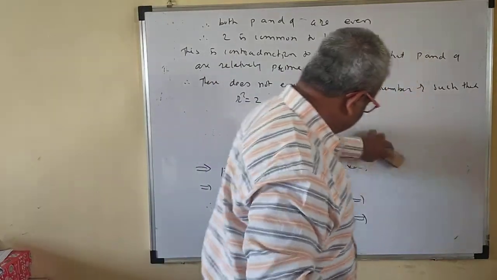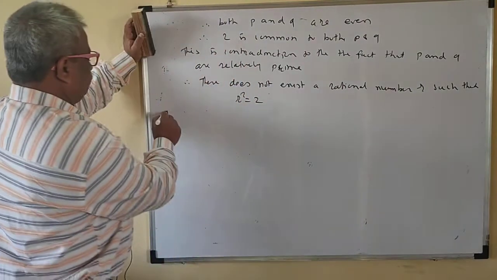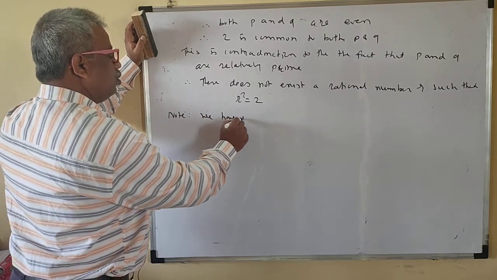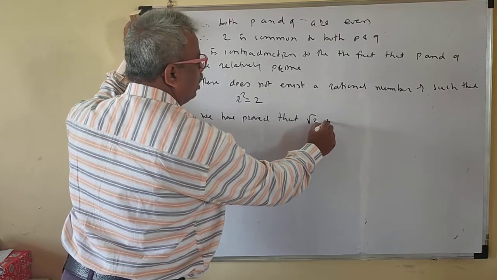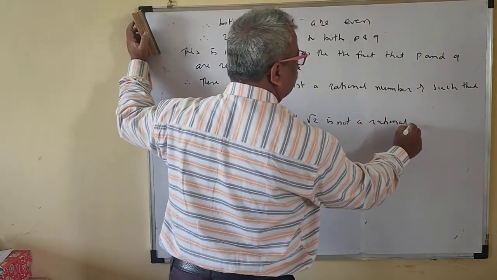So that means what? So note, we have proved that root 2 is not a rational number.